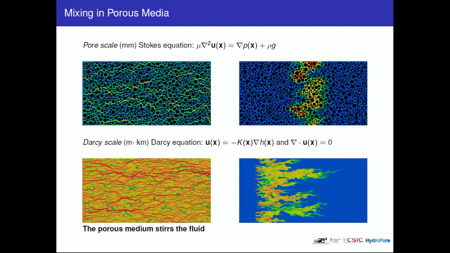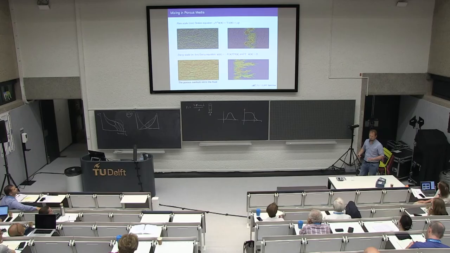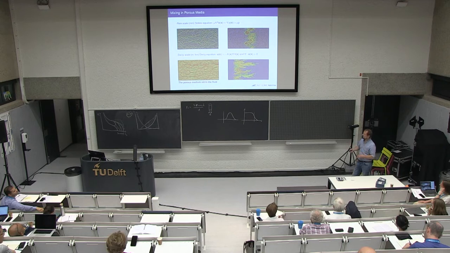So here, in a porous medium, it is the porous medium that stirs. So we are not stirring, unless you have some kind of an injection extraction protocol, which is sometimes implemented to promote mixing in the subsurface. But otherwise, you permeate the fluid through, the velocity is heterogeneous, and what you get is stirring.